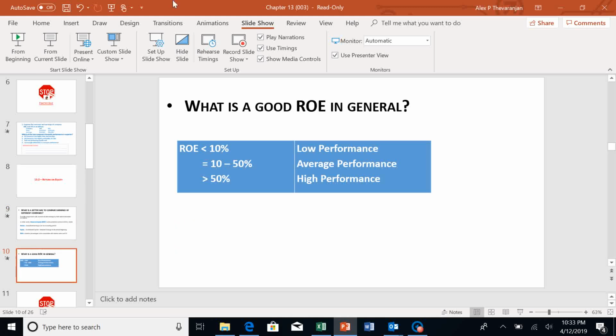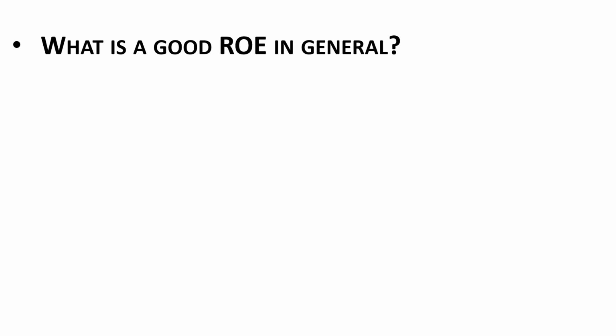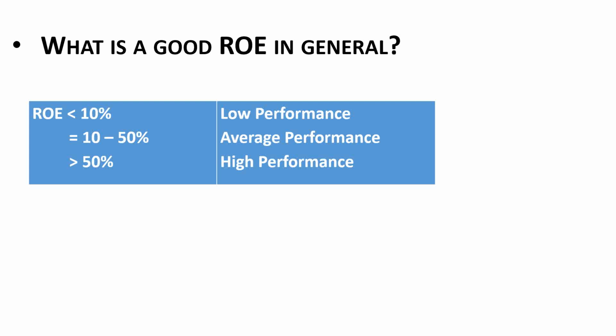And what is a good ROE in general? Here is a rule of thumb. If your return on equity is less than 10%, that's kind of a low performance, because you can invest in a bank or a treasury bill and also make that kind of a return. Now if you're making more than 50%, like in our case 128%, that's a high performance. It's a good return on equity. Financial performance is good. And if it's between 10 and 50, it's average.